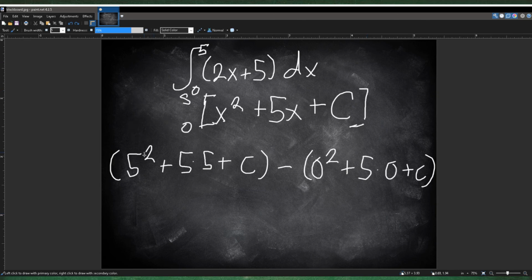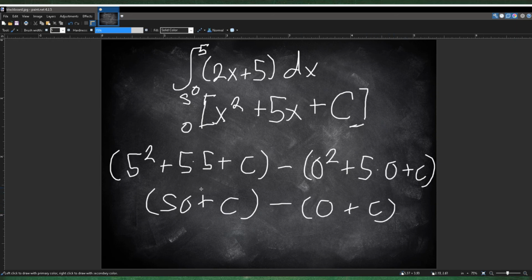And then basically do the math. So this is 25 plus 25, that's 50, plus C, minus 0 squared plus 5 times 0, that's 0, and then plus C. This is why I said the C doesn't matter, because they cancel each other out. So 50 plus C minus 0 plus C is just 50. So the area under 2x plus 5 from 0 to 5 is 50.